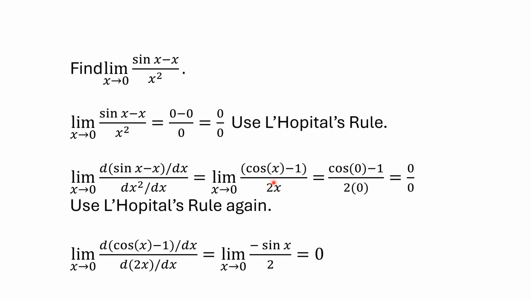Now we try plugging in. Cosine 0 is 1. 1 minus 1 is still 0. 2 times 0 is 0. Right? Again, we end up in indeterminate form. So we try L'Hopital's rule again. The derivative of cosine x minus 1 is simply negative sine x. The derivative of 2x is 2. Now we end up with 0 over 2, which is 0.